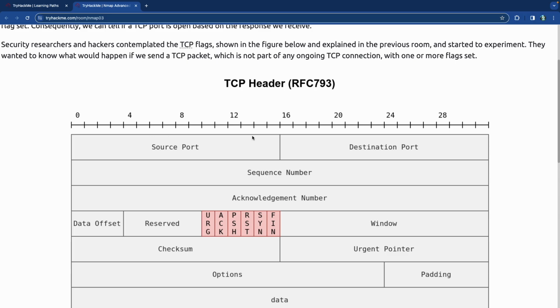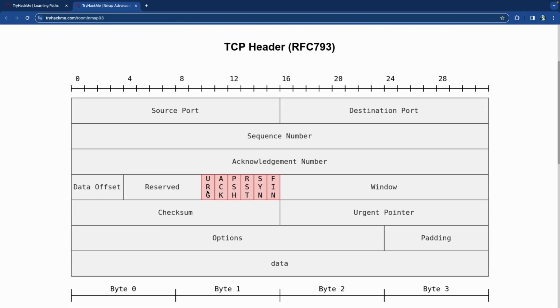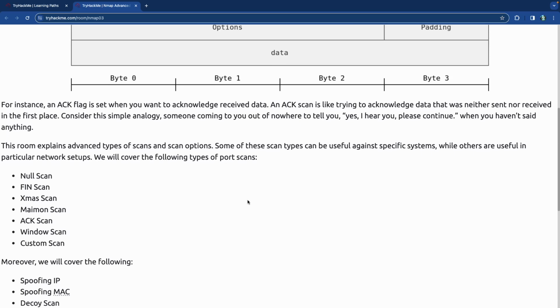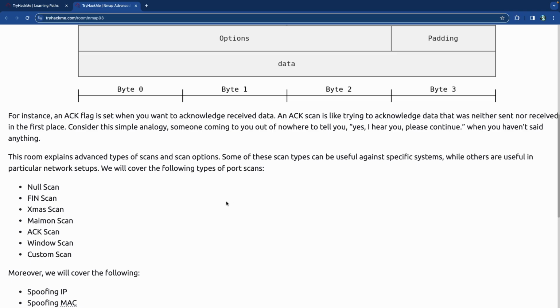And specifically, out of all of these things that we see here, what is most applicable to what we're doing is this piece right here. Each one of these flags gets 1 bit, right? So there's the urgent flag, the acknowledge flag, the push flag, the reset flag, the synchronize flag, and the finish flag. And as we see over here, there are several variations or combinations that we can run to get different types of scans, right?